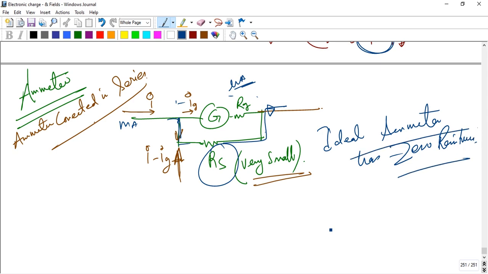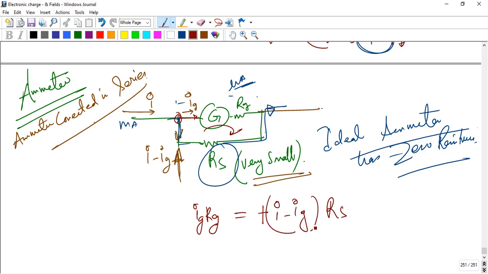An ideal ammeter has zero resistance. So I apply KCL at that point. Suppose that is IG, and apply KVL here. So IG RG, and that is minus in the opposite direction. So put plus here, (I minus IG) times RS.